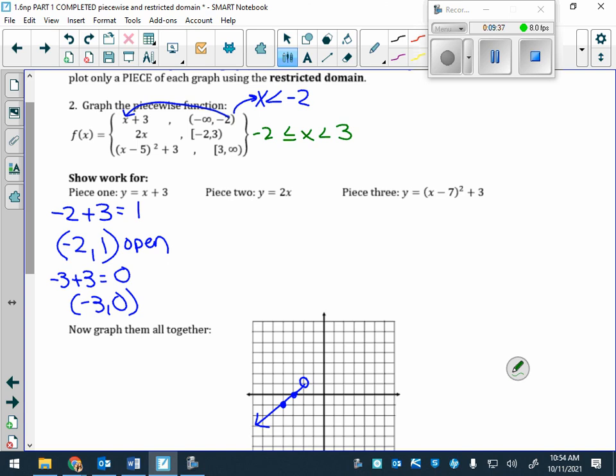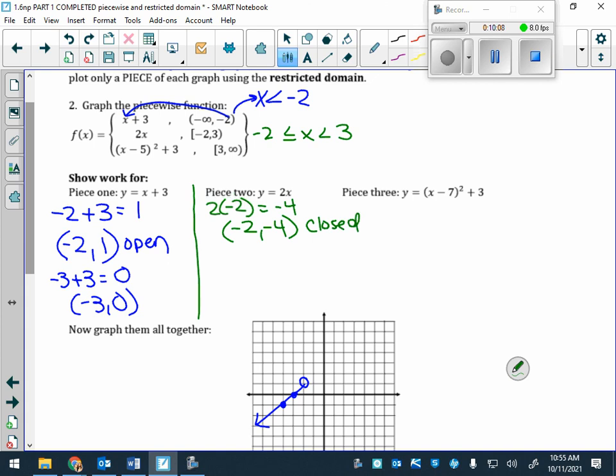So what would I do here? What do you think? Use your heads. What do you think? Andrew? Yeah. So I would plug in -2, which gives -4. So I have a first point of -2, -4. Would that be open or closed? Laurel? Closed because of the bracket.